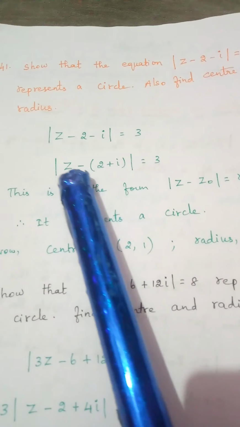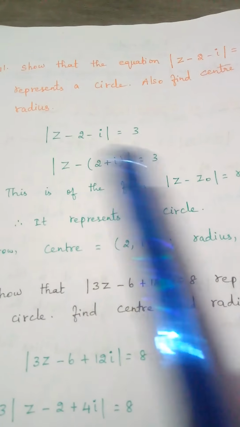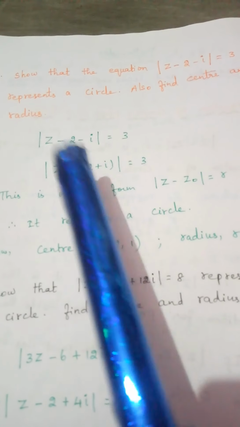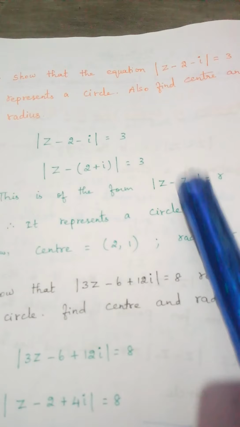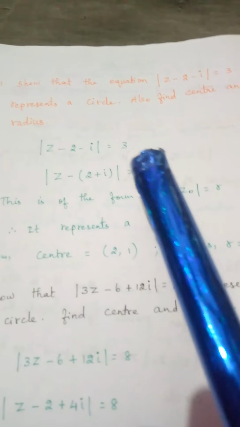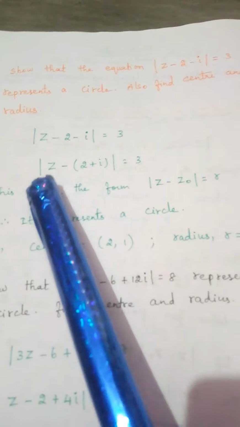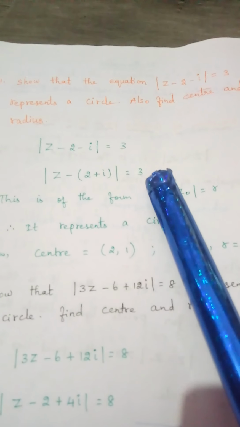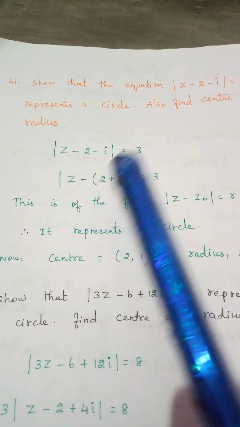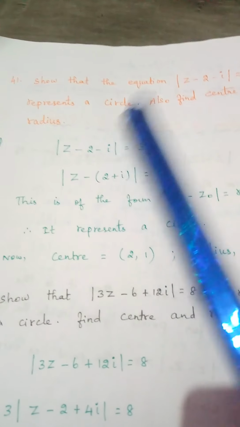Now if I closely observe this, this is of the form z minus, what is z naught? 2 plus i. So this is of the form modulus z minus z naught equal to r. So what can I say now? Since this is of the form z minus z naught equal to r, it represents a circle. So we proved the first part, it represents a circle.